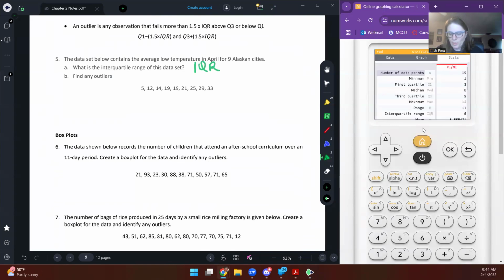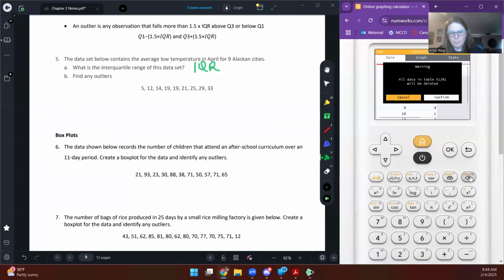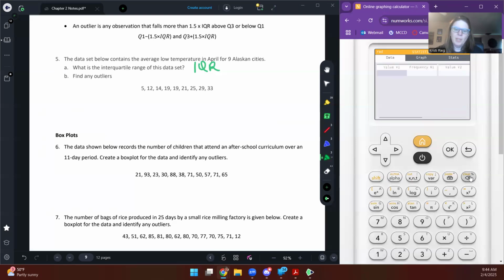I need to go back. This is where I left off. I'm going to go back to data, and clear all this out by hitting Shift and then Clear. Yes, confirm. And finally, I'm going to type in my data set. Oh, this one's actually in number order, so this could be pretty quick with or without the calculator. 5, 12, 14, 19, 19, 21, 25, 29, and 33.